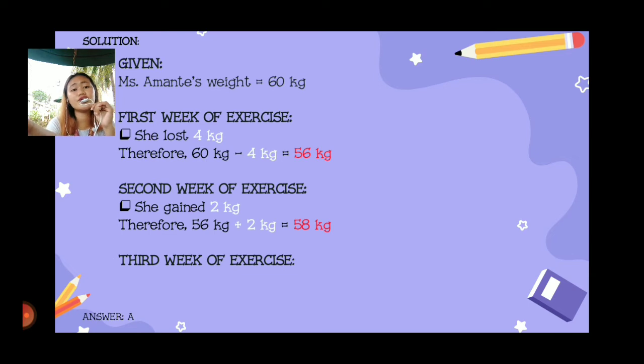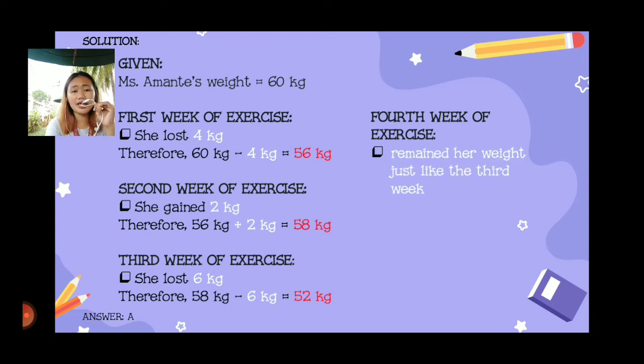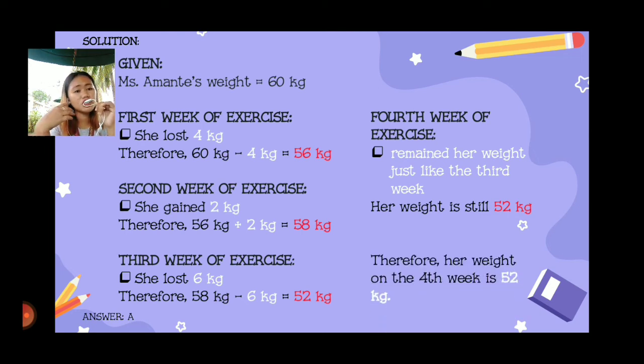For her third week of exercise, she lost 6 kilograms. So, 58 minus 6 is 52. For the fourth week of exercise, her weight remained the same as in the third week. So therefore, her weight is still 52 kilograms. The question asks how many kilograms she weighs in the fourth week. Therefore, her weight in the fourth week is 52 kilograms.